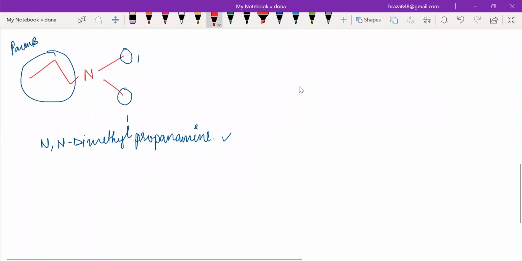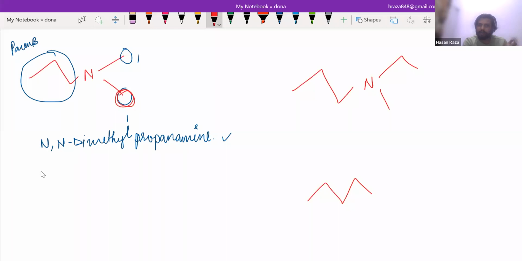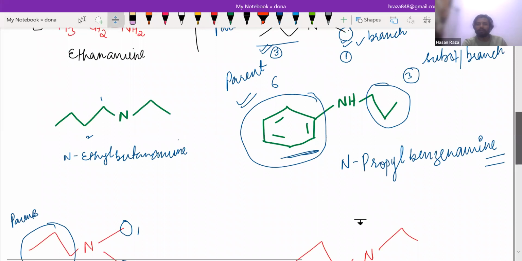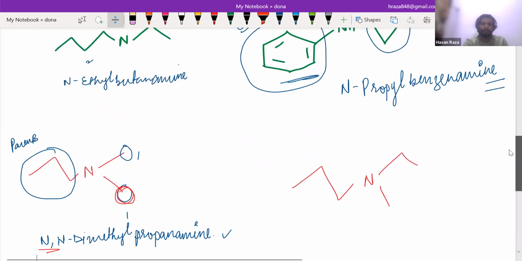Yes, sir. So why N comma N? Because for both substituents, instead of numbering, we use N, right? That means it is connected to N, and both the substituents here are connected with N. So instead of writing N methyl, N methyl, we write N comma N dimethyl. In the previous one, you can see N propyl, N methyl. Do you remember? Have you got it? Yes, sir.